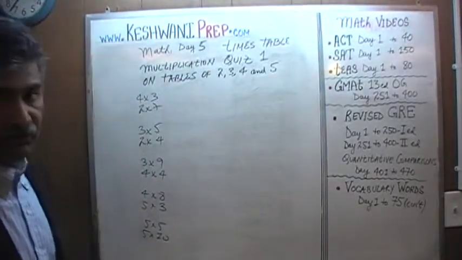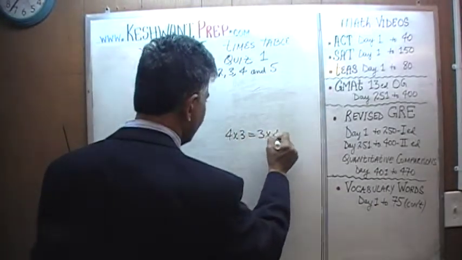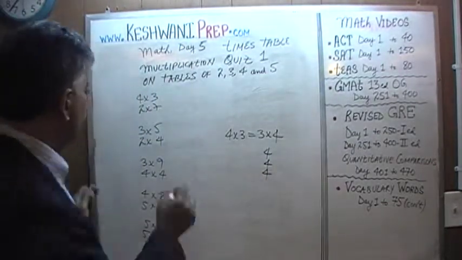Oh, 4 threes is very easy. 4 threes is the same as 3 fours. We just add up 4 three times. 4 plus 4 is 8, 8 plus 4 is 12.